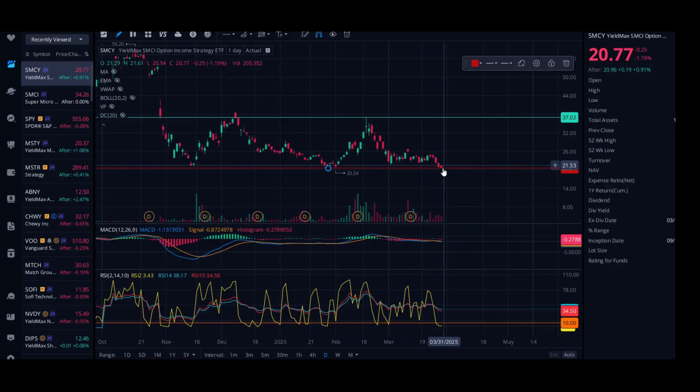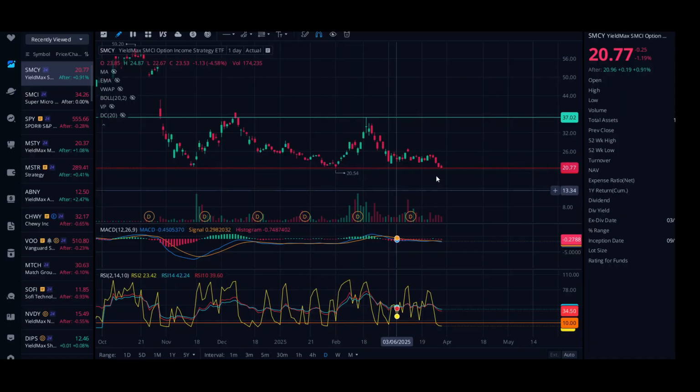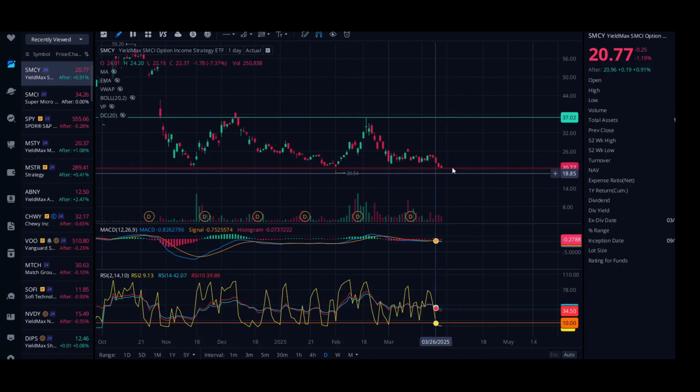Looks like we are testing it once again. It has tested it once here. It tested it twice here. Actually, probably once again right here, 3 times. So right here and here. And then we're testing it once again. It has been really close to it throughout here.